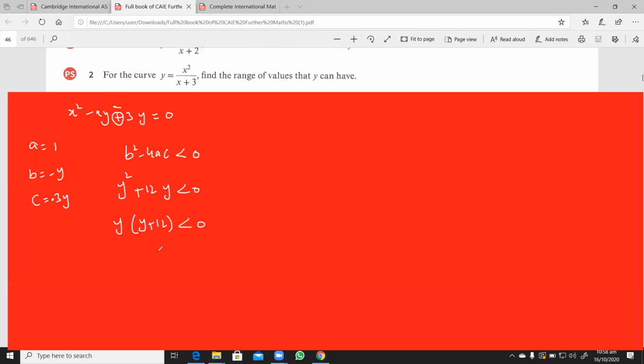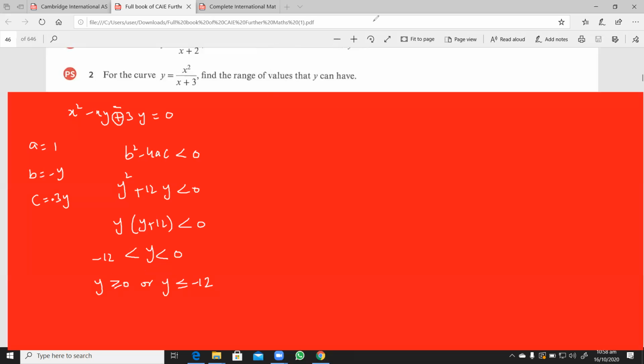So now this tells us that y is between minus 12 and 0. These are the values that y cannot have. So what are the values that y can have? y is going to be greater than or equal to 0, or y is going to be less than or equal to minus 12.